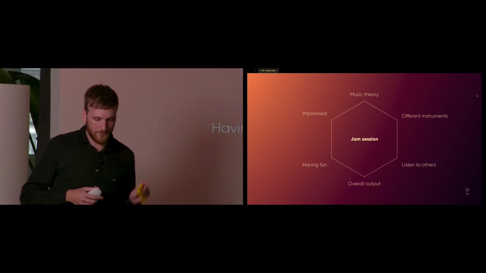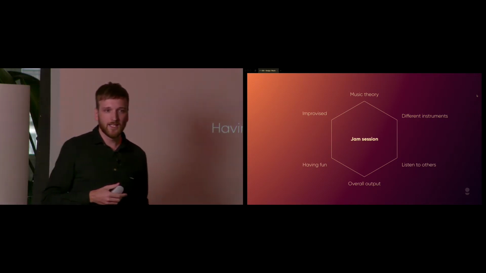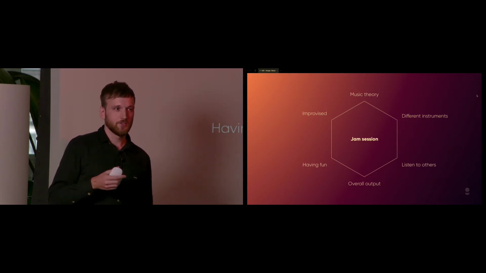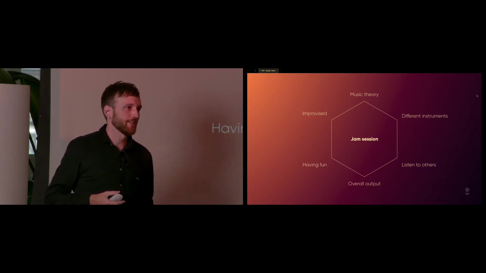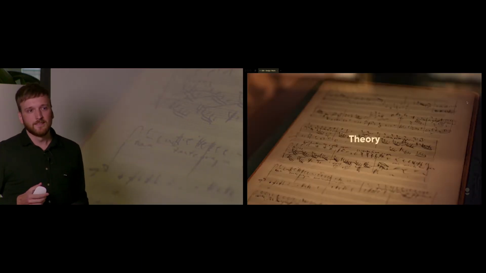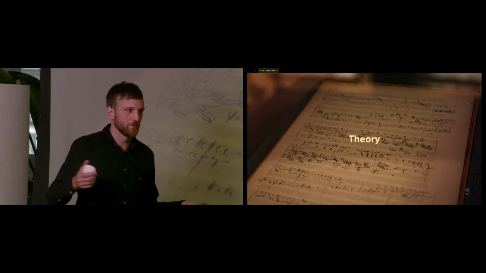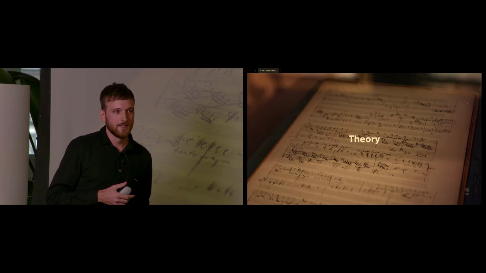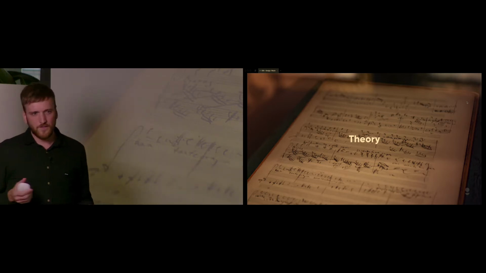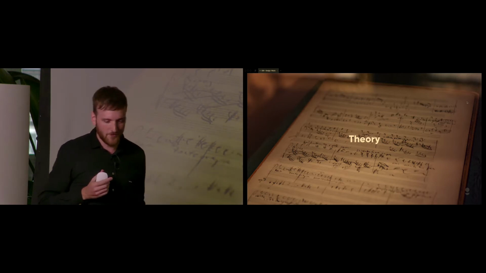So there are a few ingredients in a jam session that I would like to talk about now and explain how this could be transferred from music to design. First of all, theory. Music theory is the foundation of a jam session, or of music in general, obviously. If there is no foundation, it's called free jazz. No, that's just a joke.